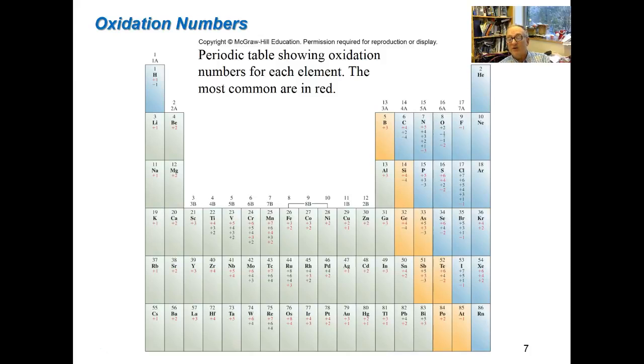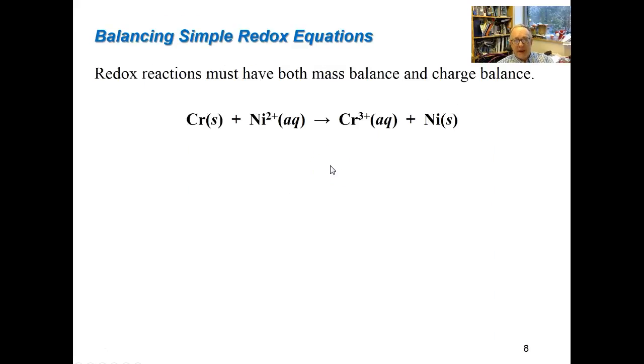You look at oxygen, for example, as an oxidation number, it can be +2 or -2 or -1 or -0.5. Don't let that blow your mind. We'll get some practice with this. So let's balance a simple redox reaction, a little bit more complicated than that first one that we did.